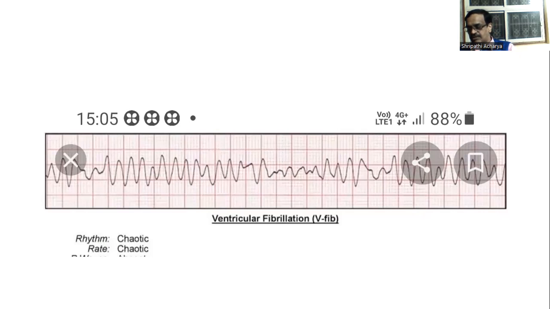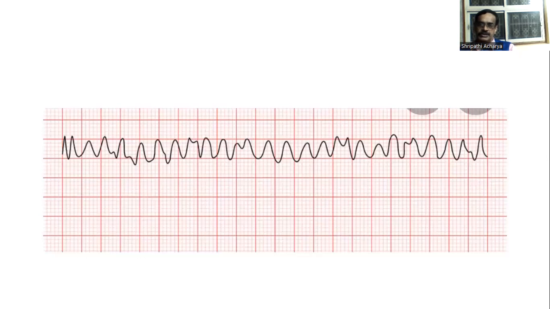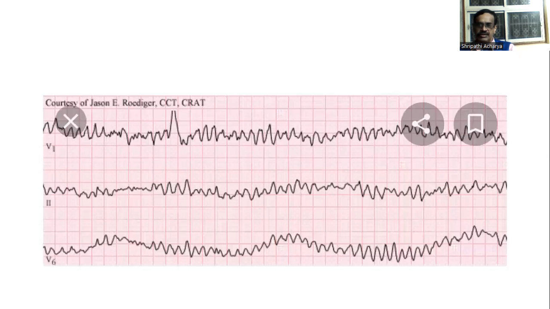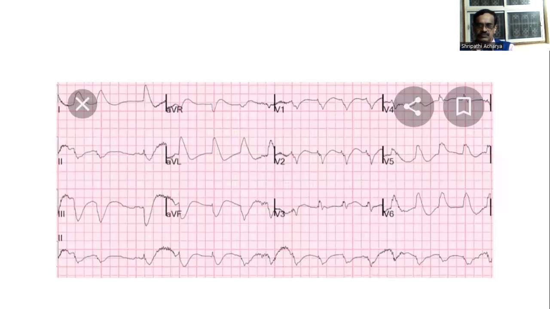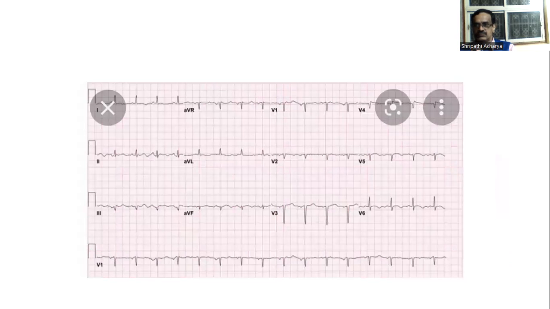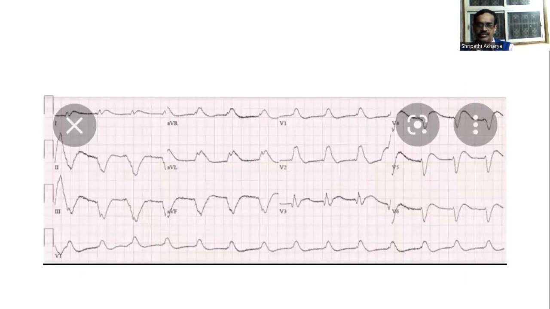Ventricular fibrillation is a severe condition. This is also a case of ventricular fibrillation. See the wide and bizarre QRS complex. Here the QRS is almost absent and the heart rate is very increased. This is a case of ventricular tachycardia. This is also a case of ventricular tachycardia. You can see the tracing. Ventricular fibrillation. Ventricular tachycardia. Wide and bizarre QRS complex of ventricular origin.